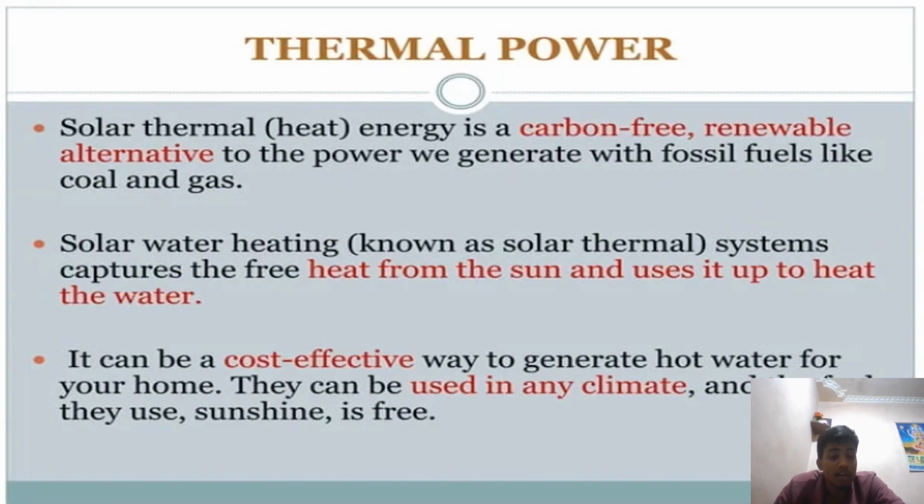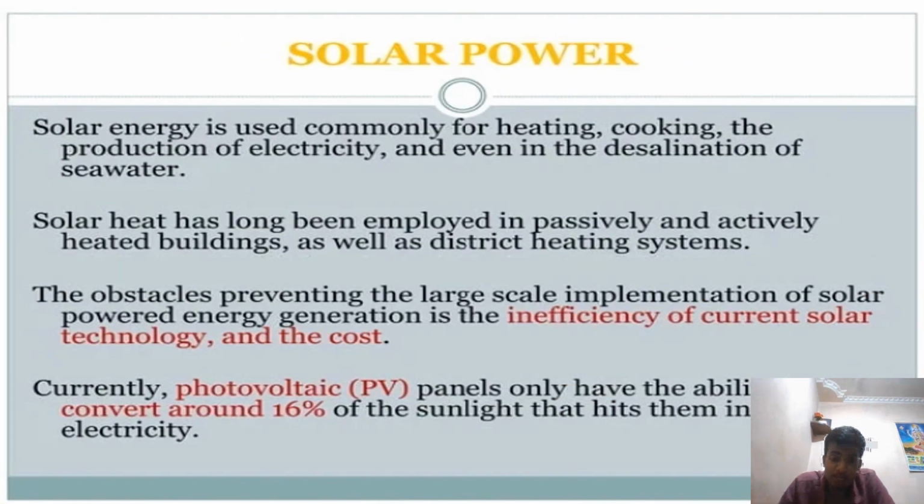Thermal power, solar thermal or heat energy is a carbon-free renewable alternative to the power we generate with fossil fuels like coal and gas. Solar water heating, known as solar thermal system, captures the free heat from the sun and uses it to heat the water. It can be a cost effective way to generate hot water for your home. They can be used in any climate, and the sunshine is free, of course.